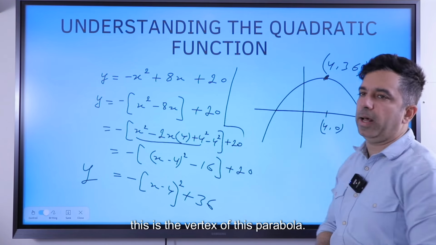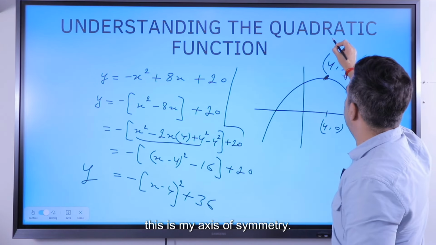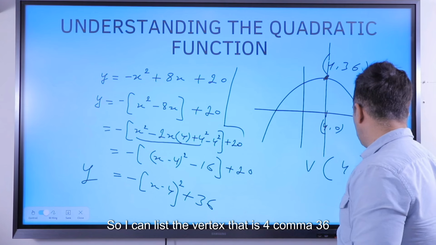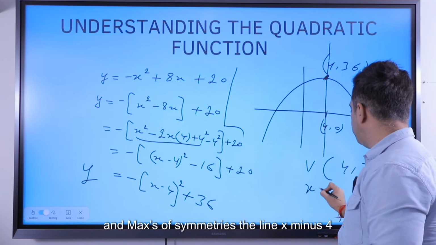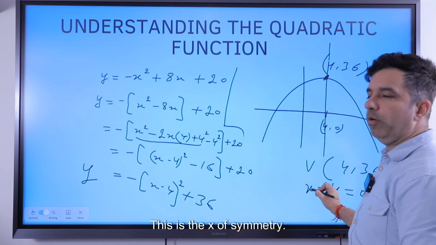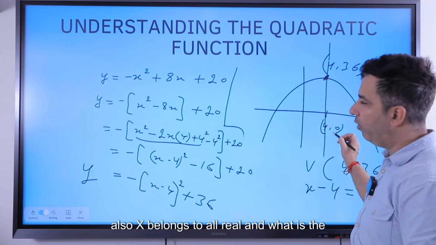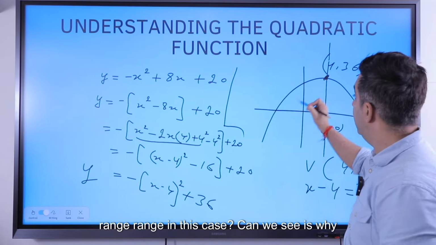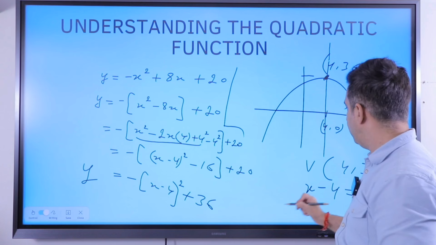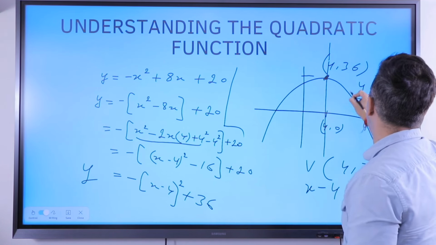This is the vertex of this parabola, and this is my axis of symmetry. So I can list the vertex, that is 4, 36, and my axis of symmetry is the line x minus 4 equal to 0. What is the domain? Domain in this case is also x belongs to all real. And what is the range? Range in this case, can we see, is y less than equal to 4. So range of this function would be y less than equal to 4.